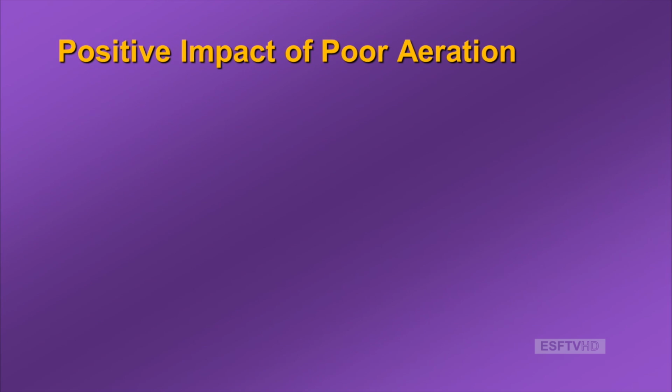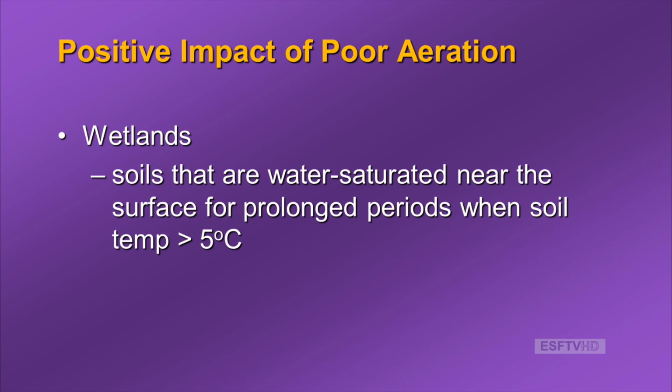So it's not all bad, and so we've got to think there are positive impacts. There are places where poor aeration is desirable. Okay? And so we think about wetlands. And so wetlands are very important. We've discussed those in our lab. We visited a wetland that was now a cropland and talked about the implications of making that a cropland.